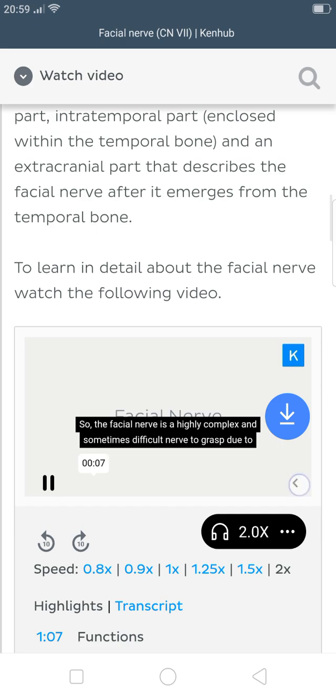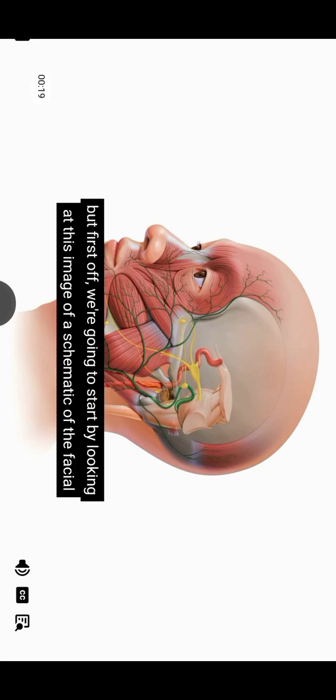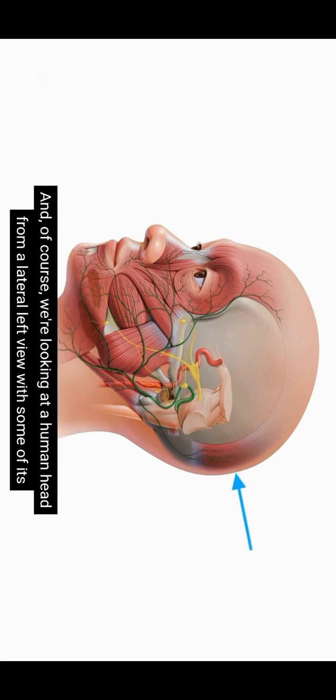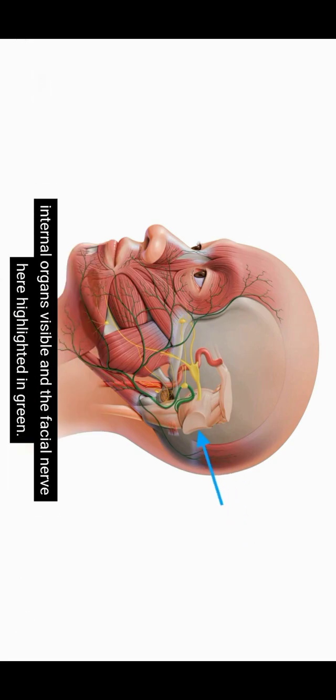So the facial nerve is a highly complex and sometimes difficult nerve to grasp due to having multiple functions and fairly intricate parts. And of course in this tutorial we're going to take a closer look at its anatomical course. But first off we're going to start by looking at this image of the schematic of the facial nerve. And of course we're looking at a human head from a lateral left view with some of its internal organs visible and the facial nerve here highlighted in green.